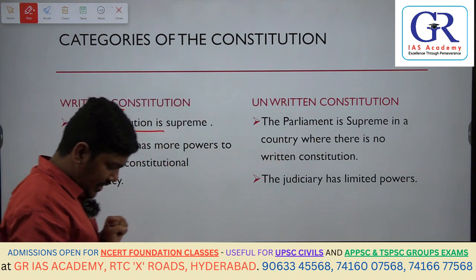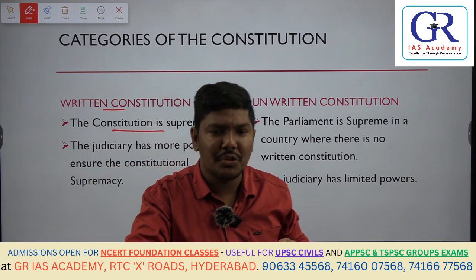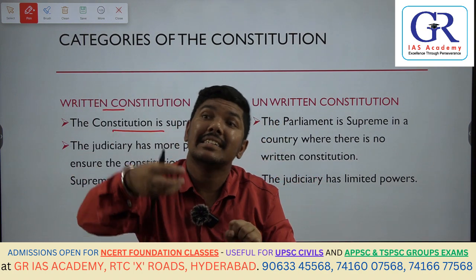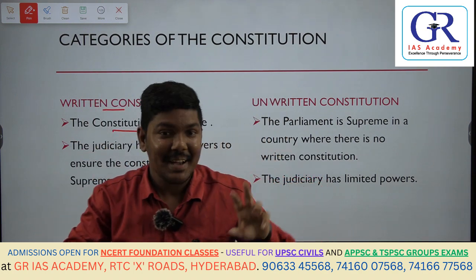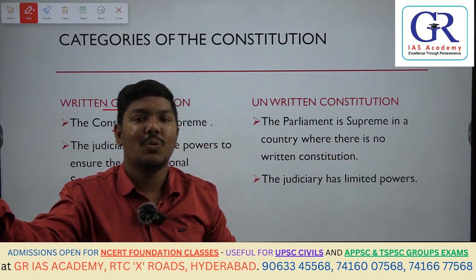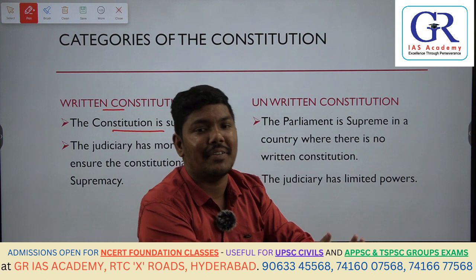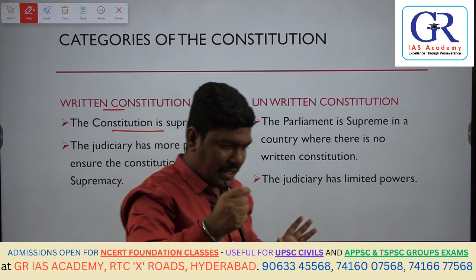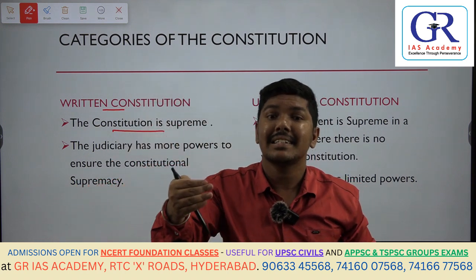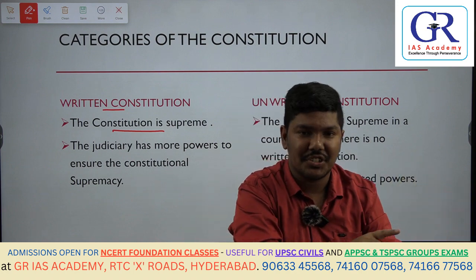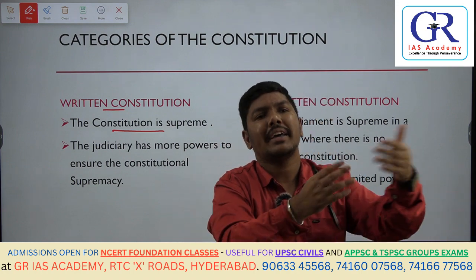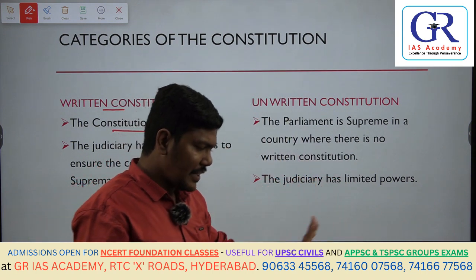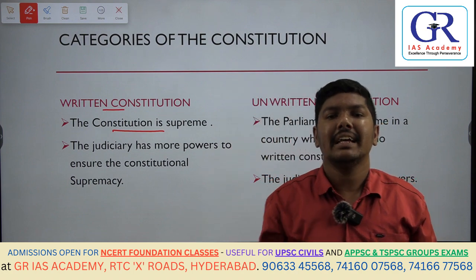And the next important point, what about the judiciary? In a written constitution, does the judiciary have more powers or very limited powers? It has more powers because it is the duty of the judiciary to protect the Constitution. But on the other side, in Britain where Parliament is supreme, the judiciary has very limited powers because Parliament has more sovereign power. To summarize, a written constitution is written in a structured and codified manner. An unwritten constitution is not written in a structured manner, but is scattered in multiple laws, for example Parliament laws, executive matters, or conventions.